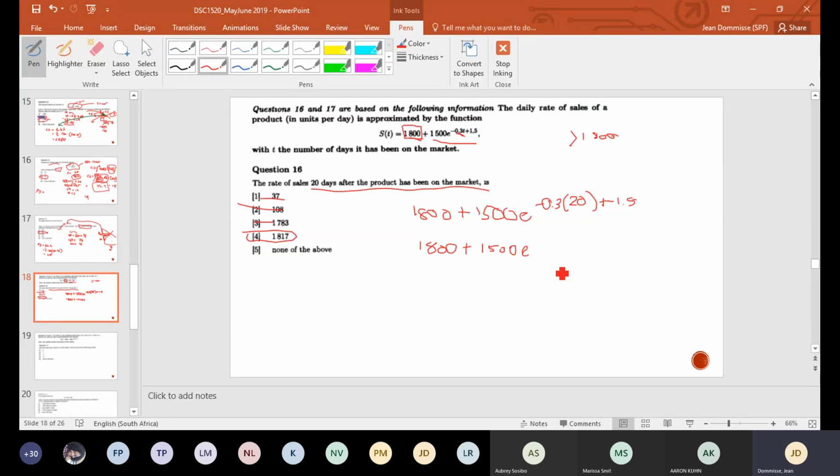Okay, so I hope I'm doing it right. Then if I say that e to the power of minus 4.5, I get 0.011. And if I multiply that by 1,500, I get 1,800 plus 16.663, and I think that goes on. So then round it off to the nearest integer, it gives me 1817.